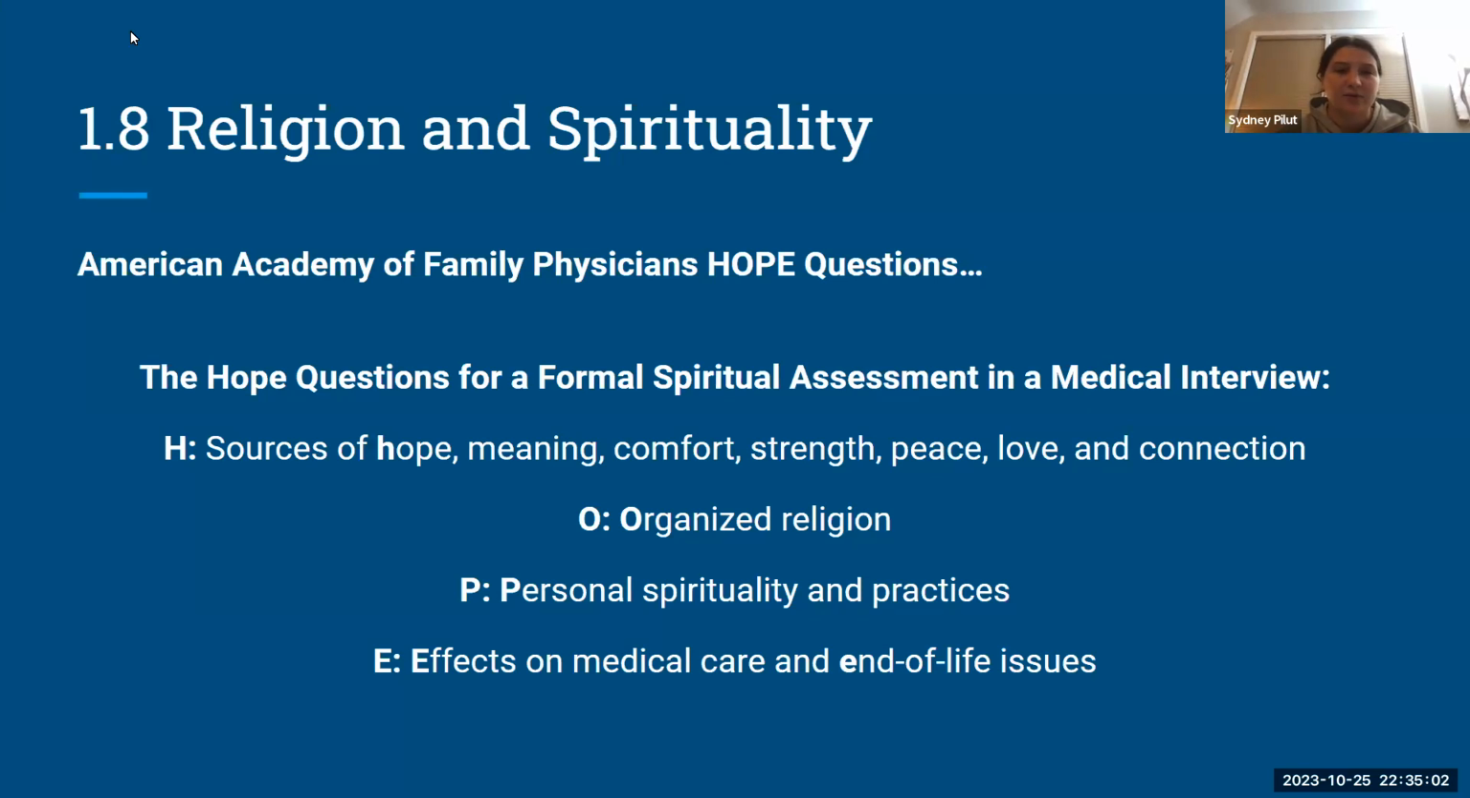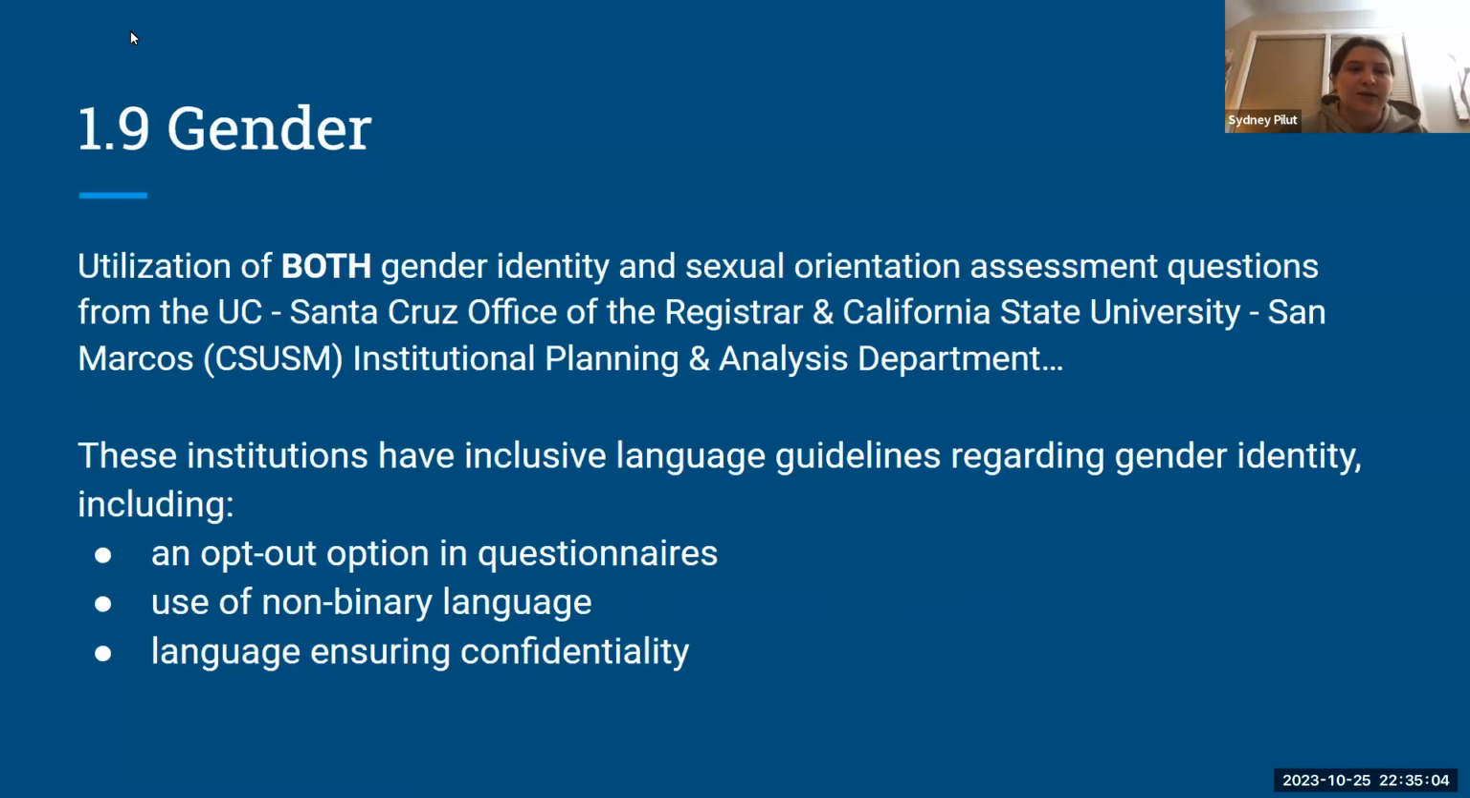And then the last one I had was gender. So I utilized 2 gender identity and sexual orientation assessment questions that came from the UC Santa Cruz Office of the Registrar and the California State University San Marcos Institutional Planning and Analysis Department. So these were basically the set of questionnaires that they encourage people to use in any sort of survey form or any sort of outreach form at the institutions.